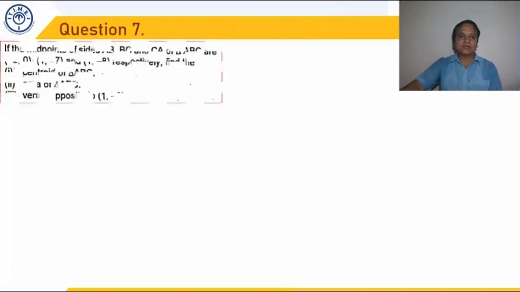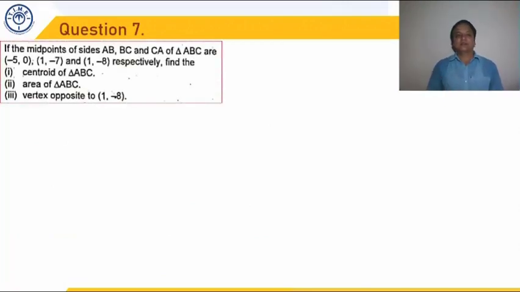Now question number 7 of the handout. It's a very good question from a learning point of view. If the midpoints of the sides AB, BC and CA of a triangle ABC are given, find the centroid of the whole triangle ABC. Please remember, when you make a triangle by joining the midpoints of the sides of any triangle, its centroid is the same as the centroid of the original triangle. You'll be using this property.